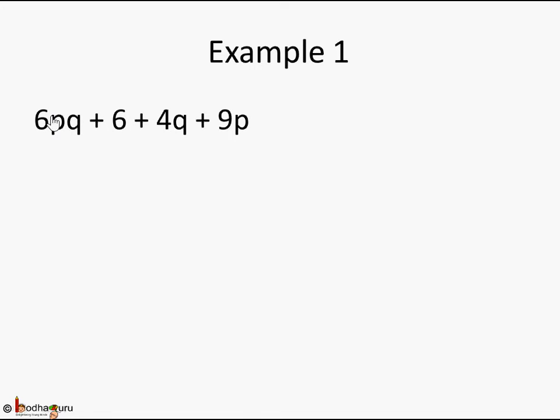So let's take a big algebraic expression, 6pq plus 6 plus 4q plus 9p, and try to do its factorization, that is, reduce it to the product of its factors, where each factor can be a constant or a variable or an expression itself. Here there are 4 terms in this expression. 6pq is one term, 6 is another term with just one constant, 4q is another term, and 9p. So how do we find terms? Anything separated by plus or minus signs are the terms in the expression, right? So here there are 4 terms.